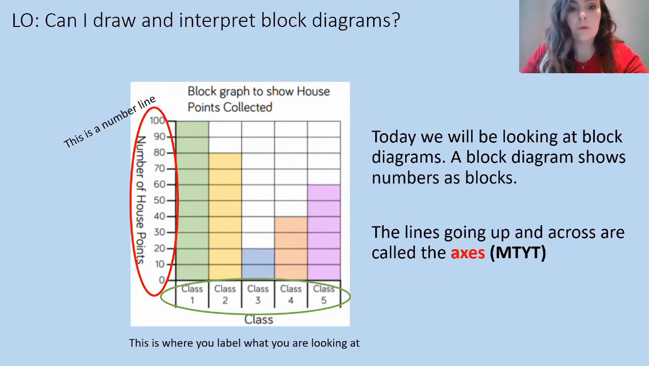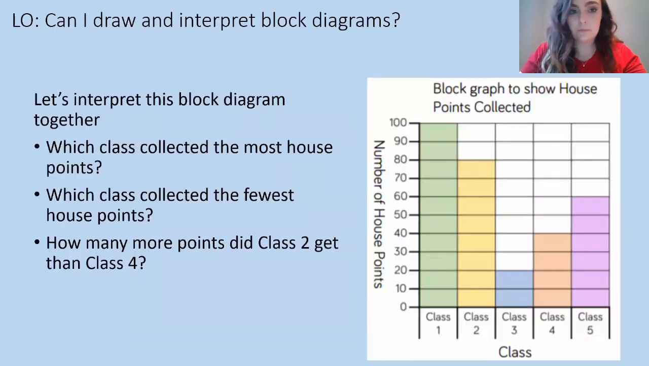So for example, with what we've got here, we've got a block diagram that shows house points collected. You can see the amount of house points collected on the axis circled in red. And if you have a look at the axis circled in green, you can see the different classes. So we're going to try and interpret this block diagram together.